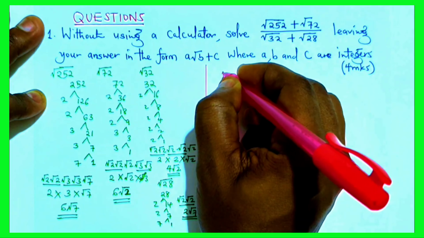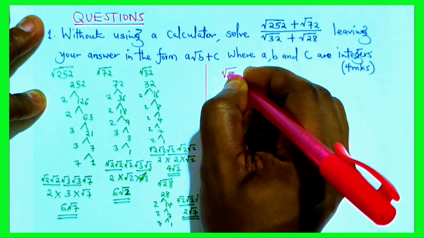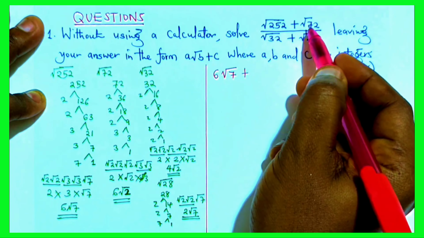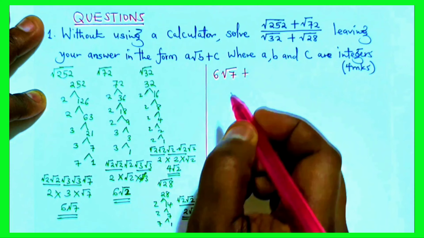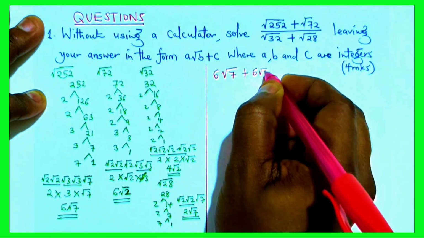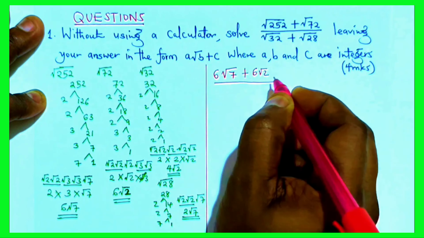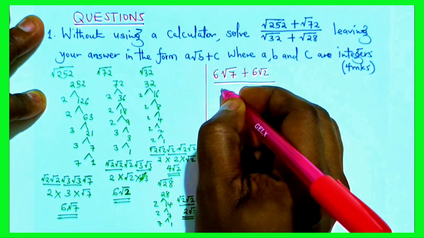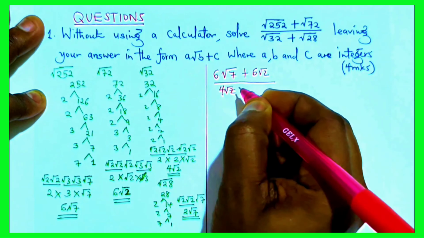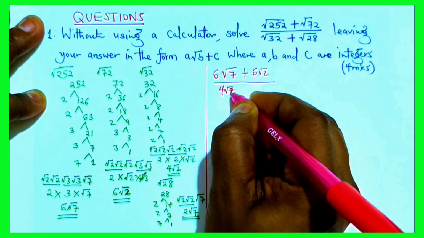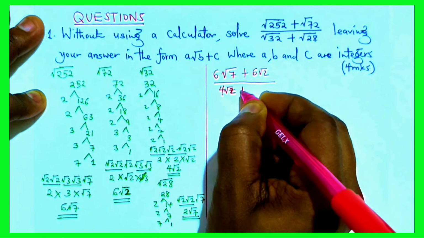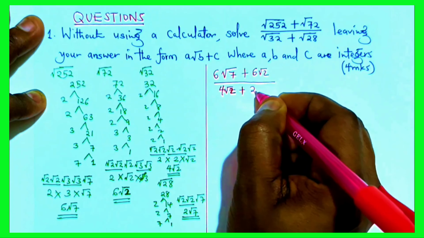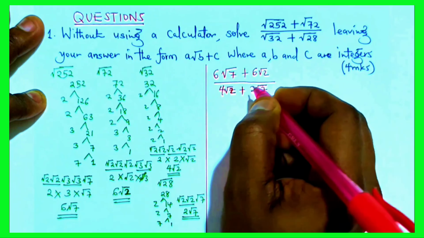So we are going to have here 6 root 7 to add root 72, which we've simplified to 6 root 2, and then we divide by root 32, which we've simplified to 4 root 2, and then we are going to add root 28, which we've simplified to 2 root 7.